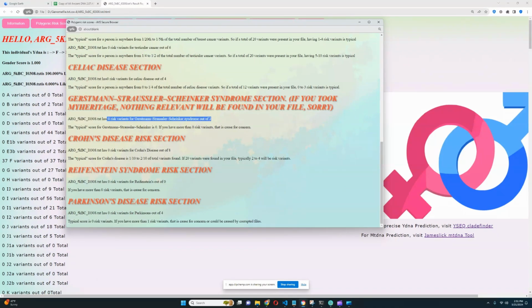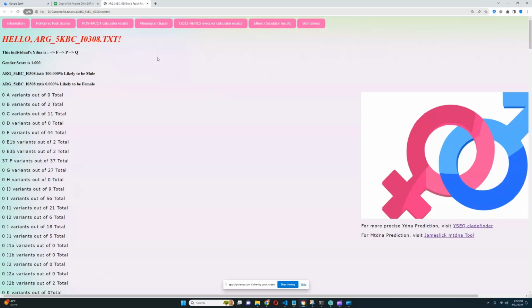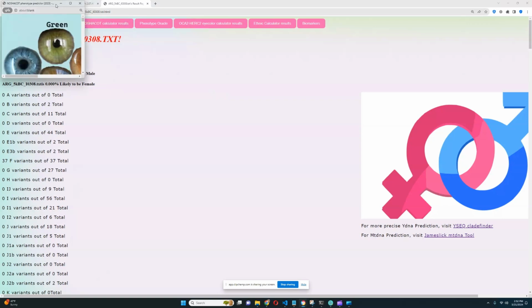Nothing for GSS, nothing for Crohn's, nothing was found for Reifenstein's, and no risk variants for Parkinson's. Definitely very healthy individual. Let's go ahead and see what he scores for the phenotype with my Nashakot tool.